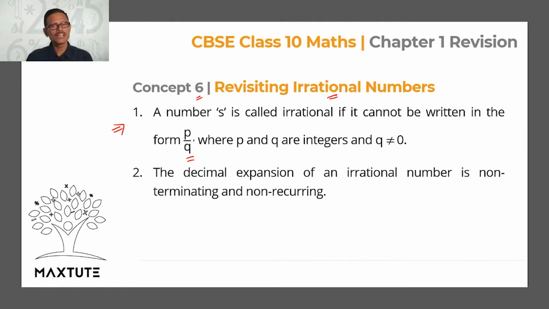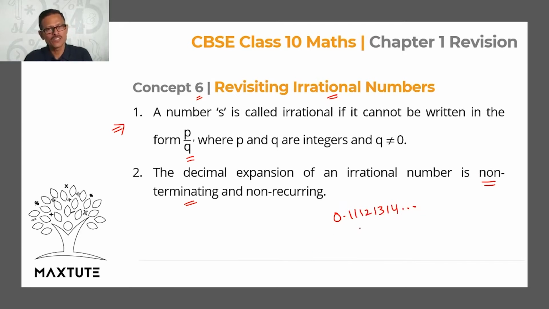Second one, how will an irrational number look in its decimal expansion? An irrational number in its decimal form is going to be non-terminating. It's going to be infinite and it is going to be non-recurring. Just to give you an example of a number like this, it could be 0.11121314, and they'll leave you with these dots saying that it is non-terminating.